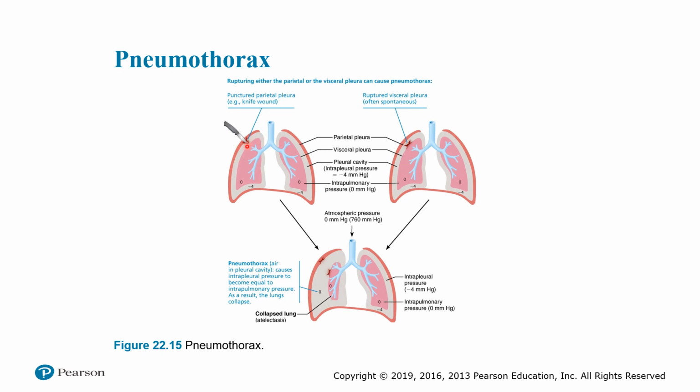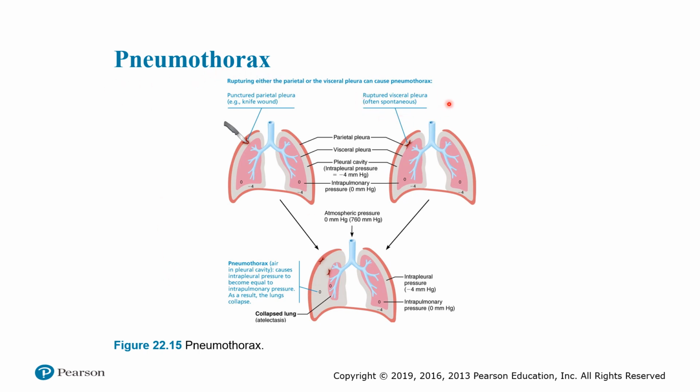Now the pressure in the pleural cavity and the atmosphere is the same there, right? So there is no negative pressure in the pleural cavity, which will keep the lungs inflated. So as a result, the lung recoils, and the air fills the pleural cavity. We call this condition pneumothorax. Pneumo means air, thorax means in the thorax, so air in the thorax.